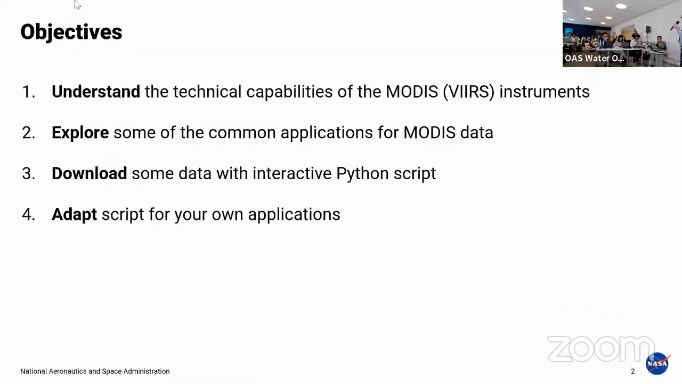Okay, the objectives for my session here. First, understand some of the technical capabilities of MODIS and VIIRS. These are two very complementary sensors. We're going to explore some common applications for these types of data. We're going to download the data using an interactive Python script in Jupyter Notebooks. And then we are going to be turning it over to you to change that script as we discussed in the last session. We want to make sure that you can change the dates, change the area, and see what it looks like.